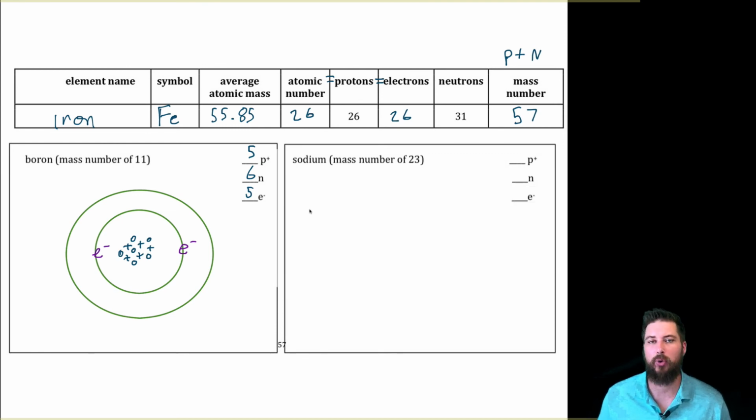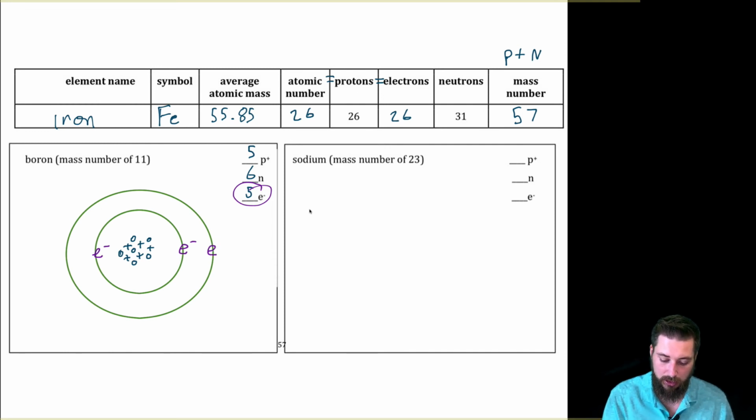However, for boron, there will not be 8 electrons on the second energy level, because how many total electrons are there? There's 5 total electrons. We've already shown that there's 2 on the first energy level. So that means that there's going to be 3 on the second energy level.